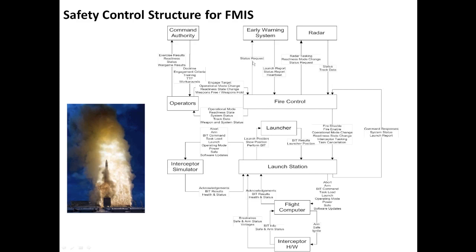The fire control computer takes those commands, takes input from radars and early warning systems of various kinds that the U.S. has for identifying that an unfriendly thing is flying at us, and then issues various commands like fire disable, fire enable, and other things to the launch station. The launch station controls the launcher. It also controls the flight computer, which controls the interceptor hardware. The only other thing in here is an interceptor simulator, because they know hardware components could fail. They simulate and check these kinds of things during operations continually.